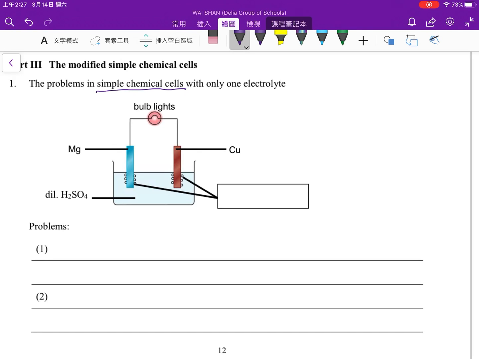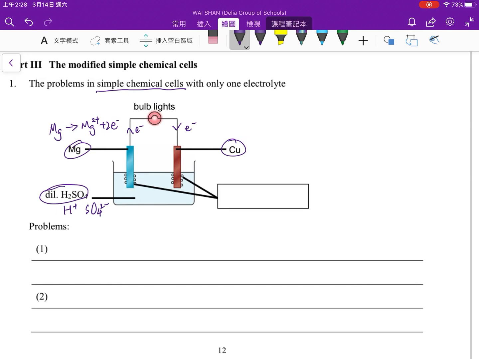A simple chemical cell is made of two different metals with different reactivity and some electrolyte which contains mobile ions like hydrogen ion and sulfate ion, which can conduct electricity so that the circuit will be complete. Okay, and then the more reactive metal will be the negative electrode, because Mg will lose its electron and become metal ion, so the electron will flow from Mg to copper.